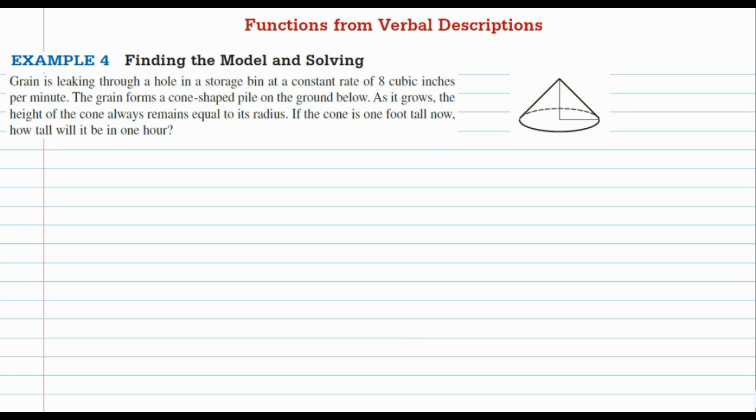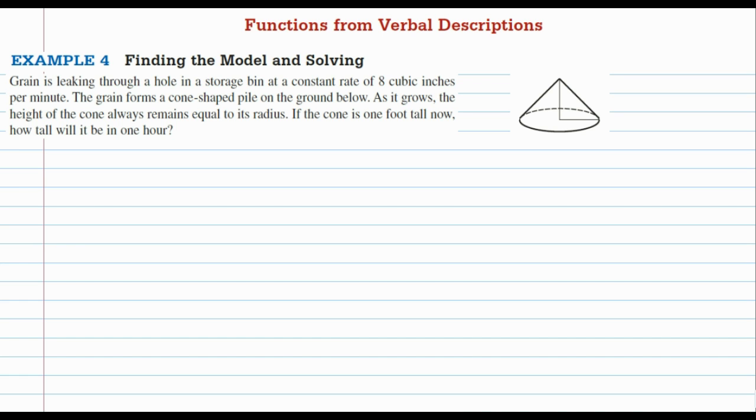Alright, so grain is leaking through a hole in a storage bin at a constant rate of 8 cubic inches per minute. So every minute another 8 cubic inches is being added to this cone, and it's getting bigger and bigger. The grain forms a cone-shaped pile on the ground below. As it grows, the height of the cone always remains equal to its radius.